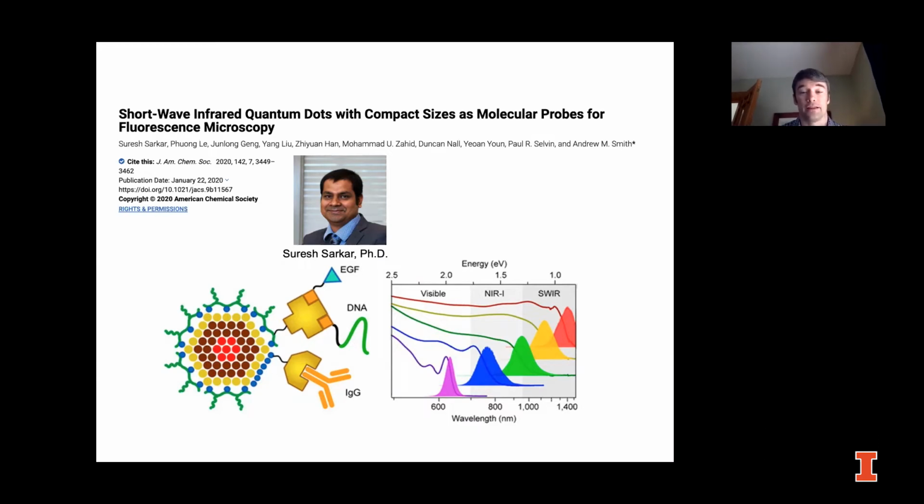The shortwave infrared, like I inferred before, is great because you have low background signals. You also can see deeply into the body relative to the visible spectrum. And so Suresh, who's a postdoc in our lab, made a series of materials that can span this full range. With one material, you can go from the visible spectrum to the near infrared, which is in the range of 700 nanometers to 900 nanometers, and then also throughout the shortwave infrared, which is just beyond that. Sometimes it's called the shortwave infrared, sometimes it's called the near infrared too.